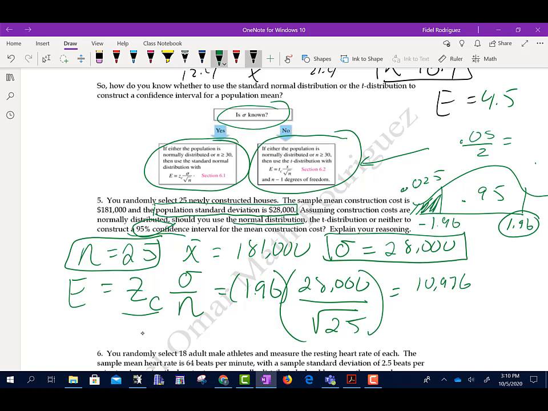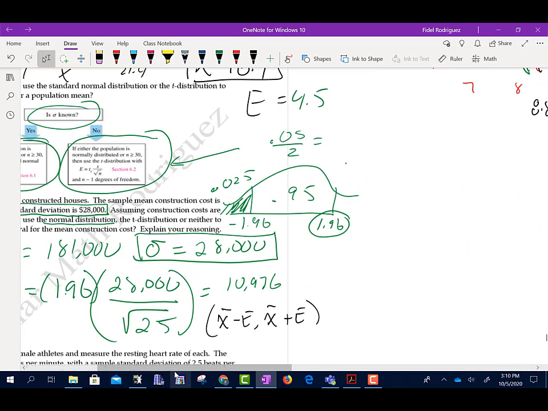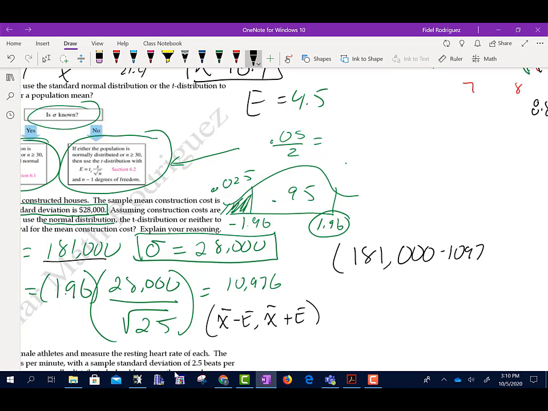Remember how I'm going to do my interval? It's going to look like this. X bar minus the error, X bar plus the error, right? So, move this over a little bit. So our X bar was 181,000. So 181 minus 10,976, and then 181 plus 10,976, right?